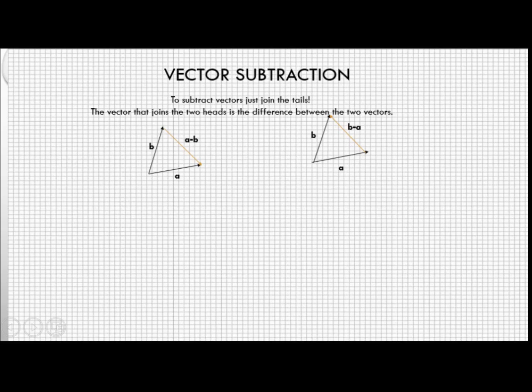Now if we go the other way round, if we start from the end of vector A and we go to vector B, then we're starting from the tail here, so this way is blocked, so we're going the wrong way down A, so this is negative A plus B. So this is the same as B minus A.